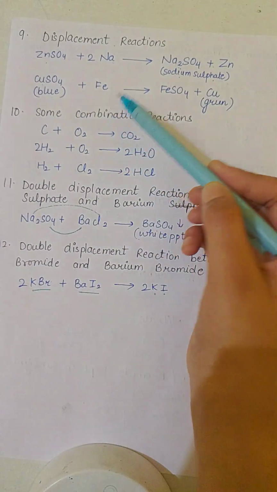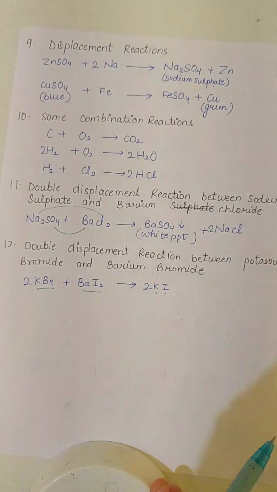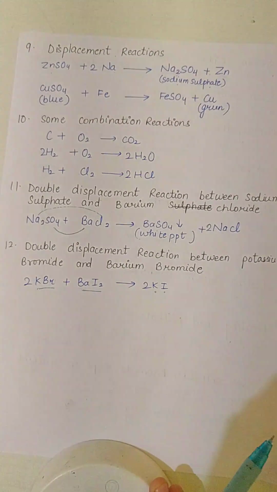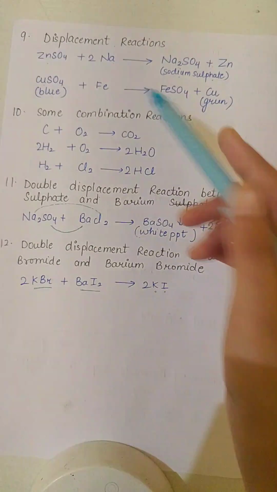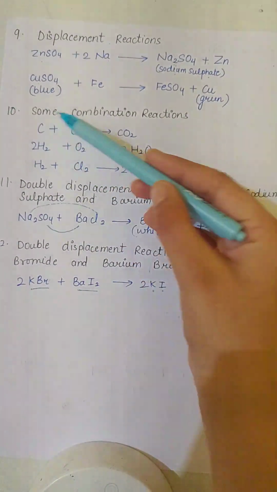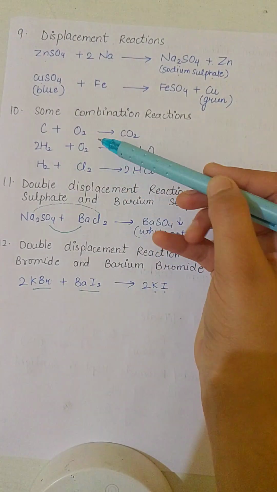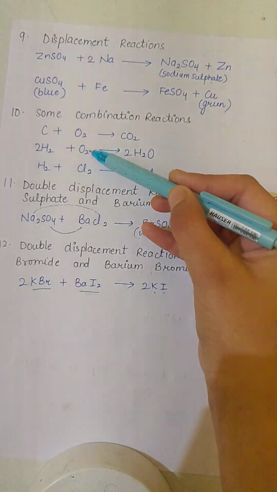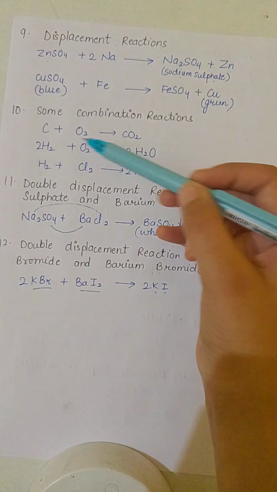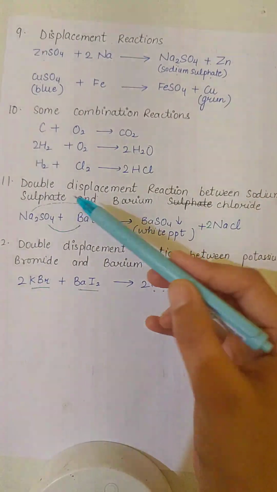Next are some combination reactions in which two or more reactants combine together to form one or more products. In this reaction, carbon plus oxygen gives carbon dioxide. Hydrogen plus oxygen gives water. Hydrogen plus chlorine gives HCl.